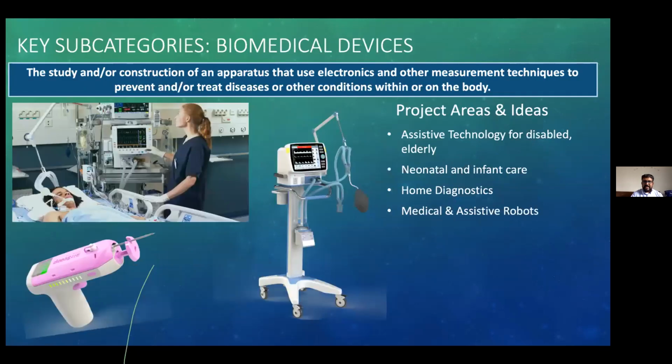And next we come to the field of biomedical devices. So this is something that I'm quite passionate about. But if you look in any hospital, particularly in an intensive care unit, which I have a picture of here, it is the study and construction of any apparatus that uses any technology to measure, prevent, or treat diseases. So these are equipment or tools, and those are two slightly different things, that can be used to treat or monitor disease, or even to diagnose a disease, to find out what is wrong in the body.